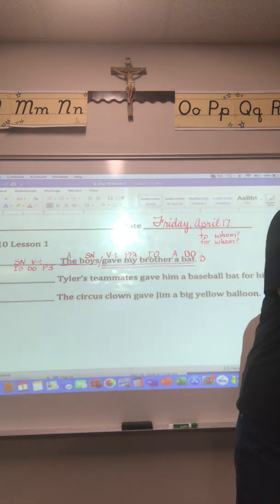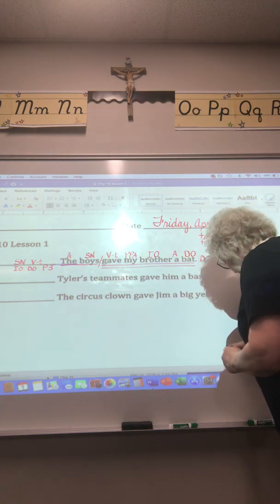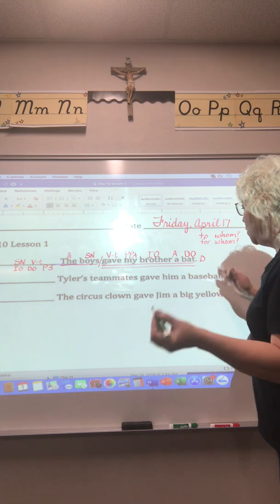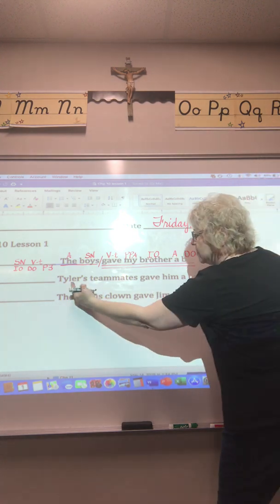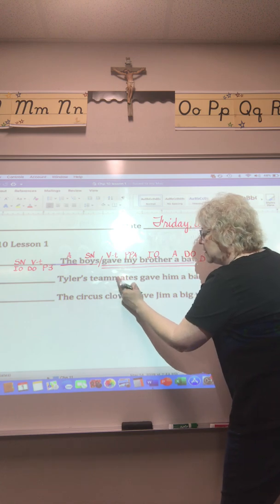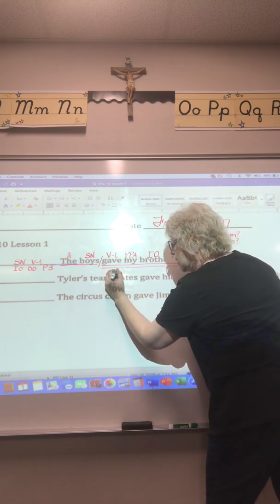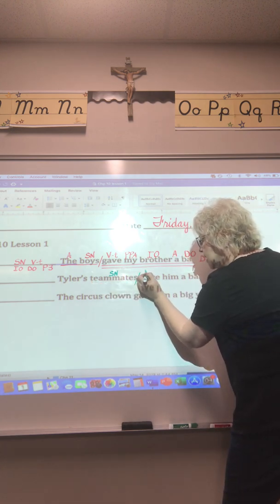Okay, next sentence we're going to read out loud. Here we go. Tyler's teammates gave him a baseball bat for his birthday. I'll pick up a different color for this one. So, who gave? I see the word gave here. Who gave? Did Tyler give or did the teammates give? The teammates gave. So this is your subject noun. What did the teammates do? The teammates gave.